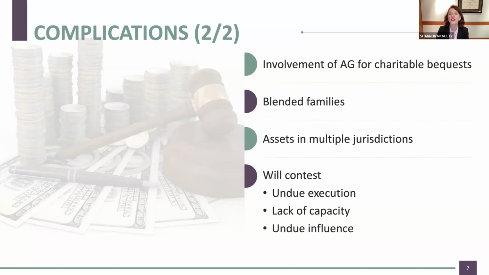Okay, where there is a charitable bequest in a will, we have to notify the state attorney general, the department, the Bureau of Charities. So it's great to leave charitable bequests, but it's maybe not so great to leave them in your will because that's going to cause complications.